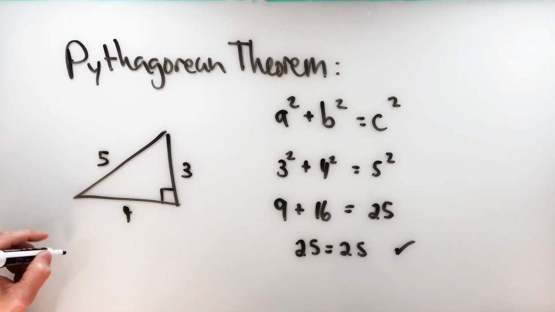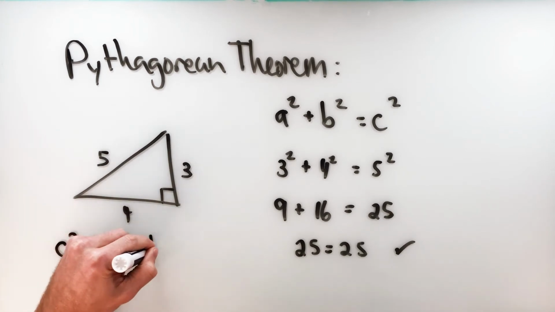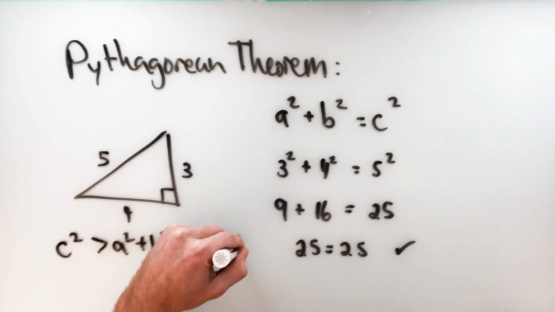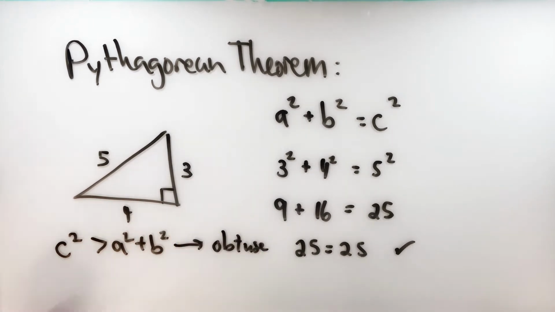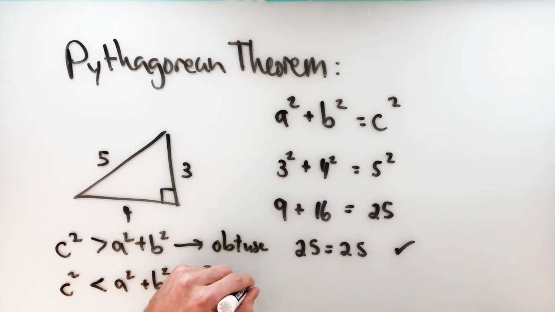For example, if c squared is greater than a squared plus b squared, this will give you an obtuse triangle. And if c squared is less than a squared plus b squared, that will give you an acute triangle. So this could be useful in a lot of different situations. Now, the greatest benefit of the Pythagorean theorem is it gives us the ability to find missing sides of right triangles if we know the other two.